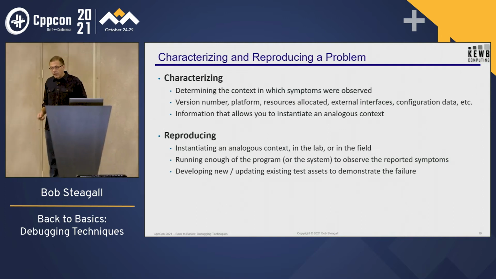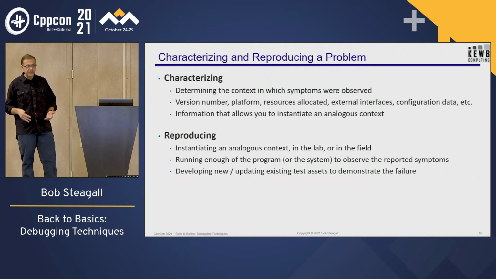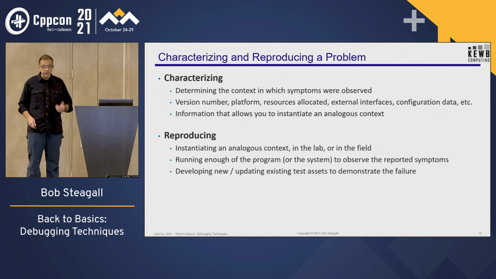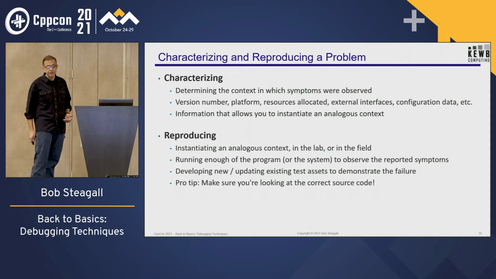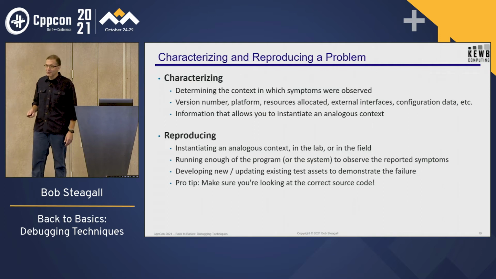And a major part of this could be developing or updating existing test assets, unit tests or system tests or test plans, to conclusively and reproducibly demonstrate the failure that you think is occurring. And pro tip here, make sure you're looking at the correct source code.